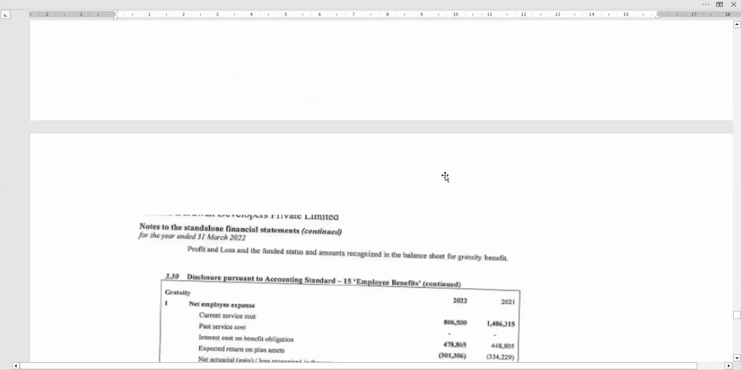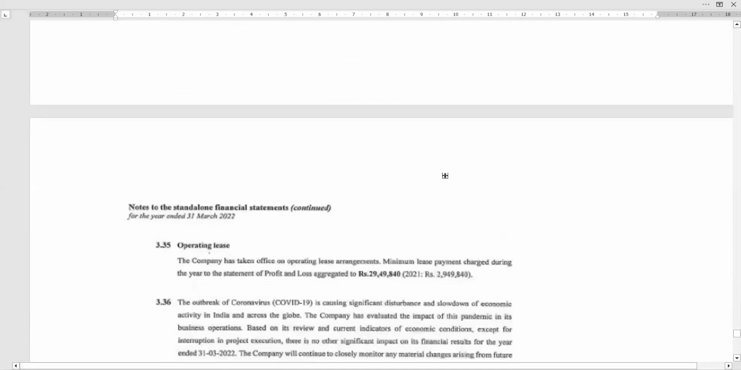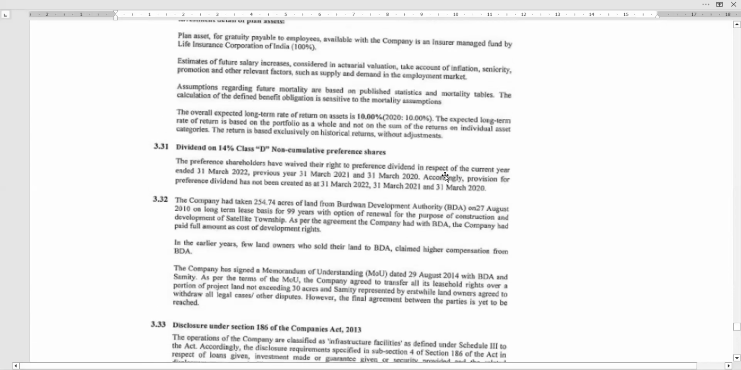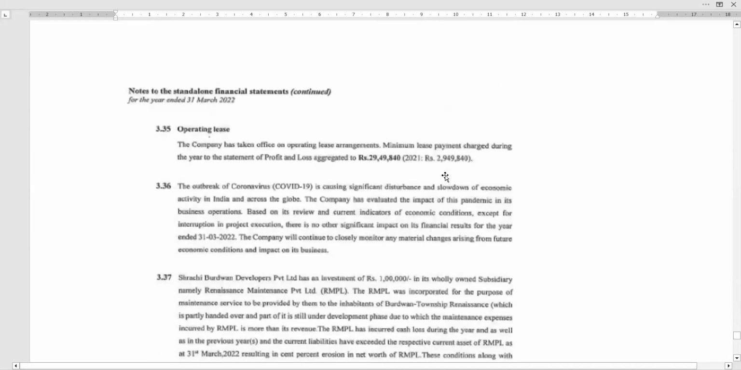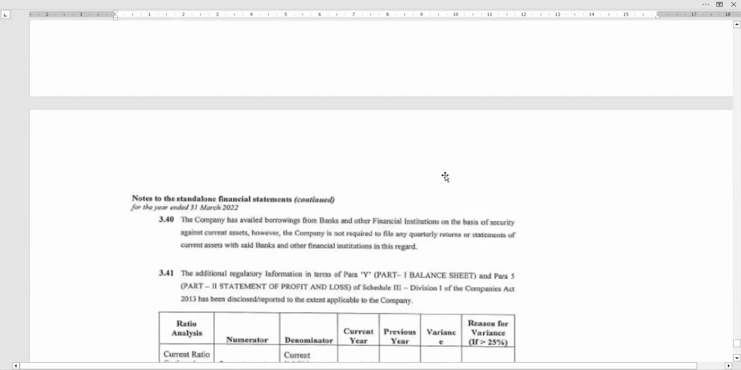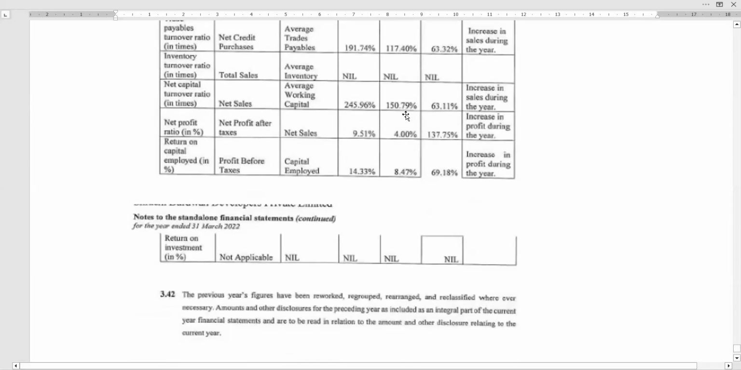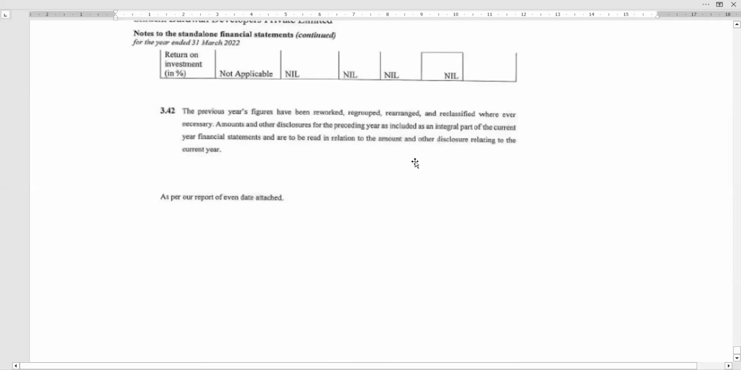Next, employee benefits. Fine, that's all. And I don't think there is any other important point here. Ratios, this is ratios as per the balance sheet. This is all again balance sheet notes actually.